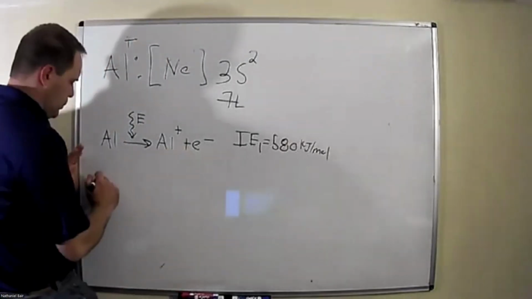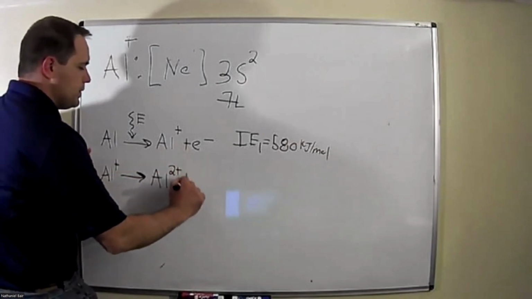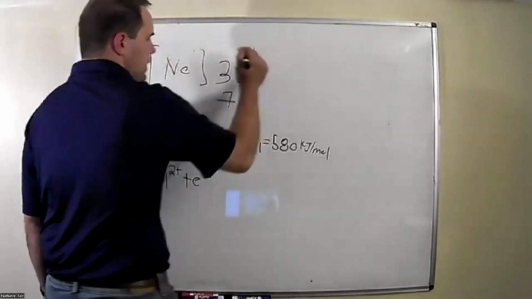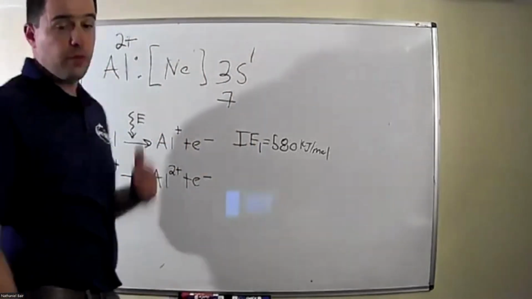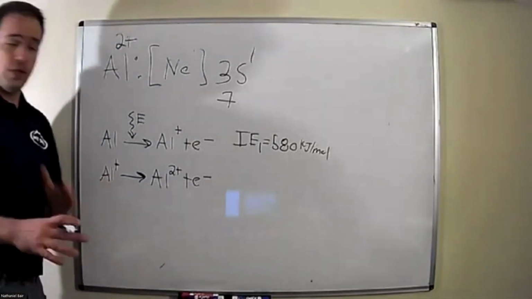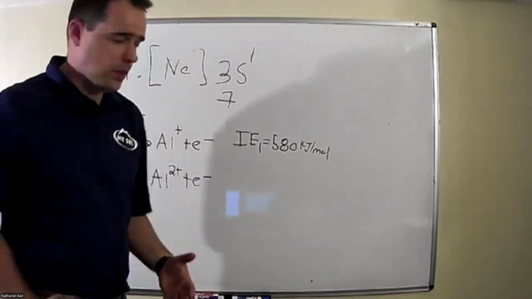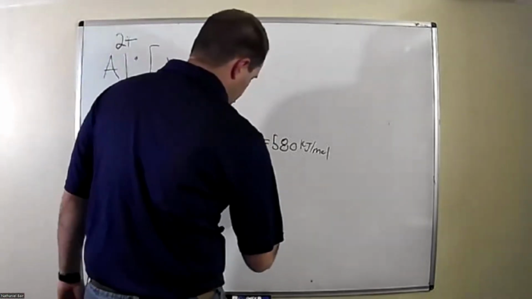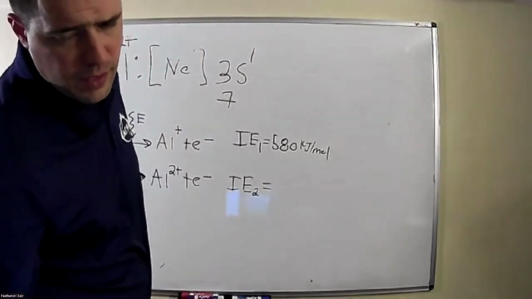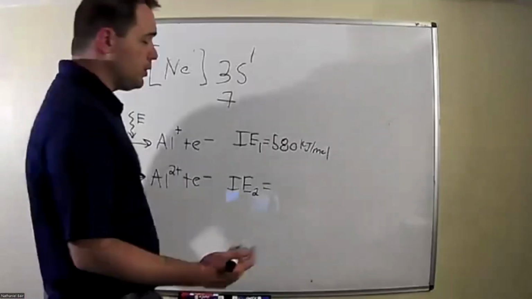Cool. But what if I get greedy? What if I want to take this aluminum plus 1 cation and take another electron away, and turn this into aluminum 2 plus and an electron? Well, now you have to pay more energy. This already had a positive charge. Static charge is unstable. Making it now have a positive 2 charge is even more unfavorable. The amount of energy needed to remove that second electron is called ionization energy 2. The amount of energy needed to remove the second electron in aluminum is going to cost you 1,815. So we have more than triple.